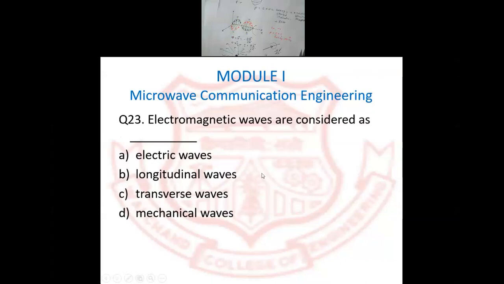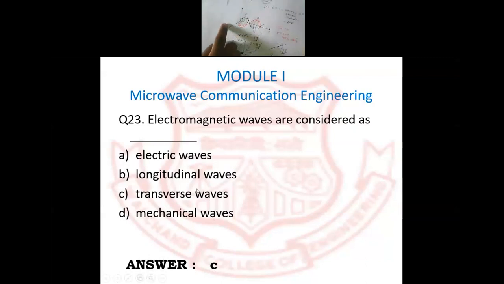Now, that electromagnetic wave, we will check it. People have said the answer is C. Correct answer, because here we have a wave. Based on this, the electric field component and magnetic field component are both transverse in nature, and all these field components are transverse to the direction of propagation. That's why electromagnetic waves are considered as transverse waves.